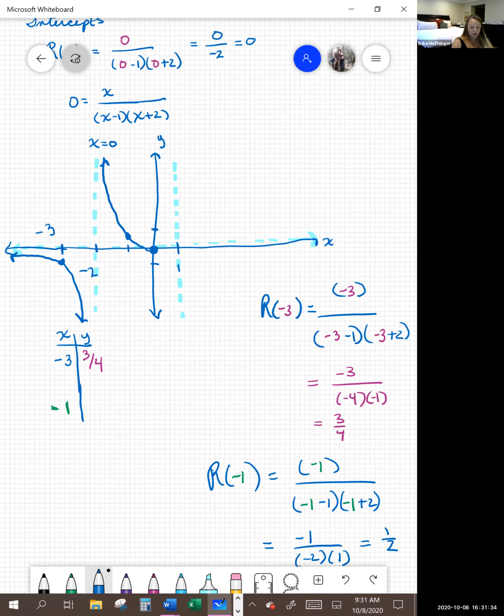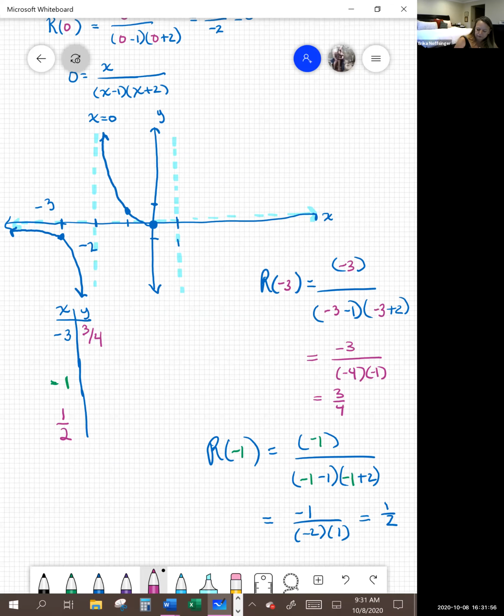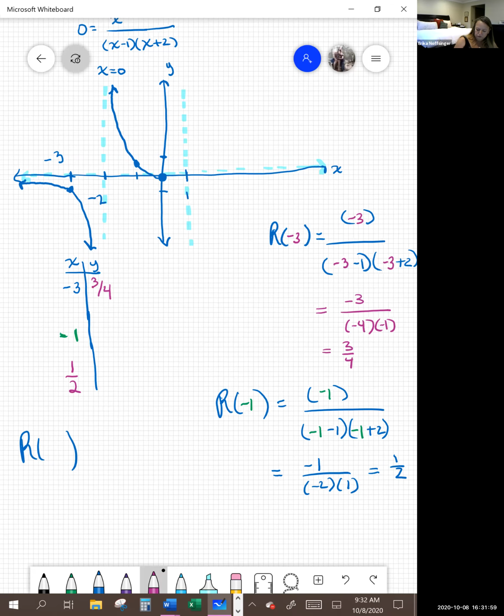And again, because I know the multiplicity of my 0, I know it's going to cross, but let's just show it. So let's just show that if we plug in +1/2, this would give us a negative number under there. I really don't care what number it is. I just want to show it's negative. So if I plug in +1/2, so r of 1/2. So that's my x, which is 1/2 all over 1/2 minus 1 and 1/2 plus 1.